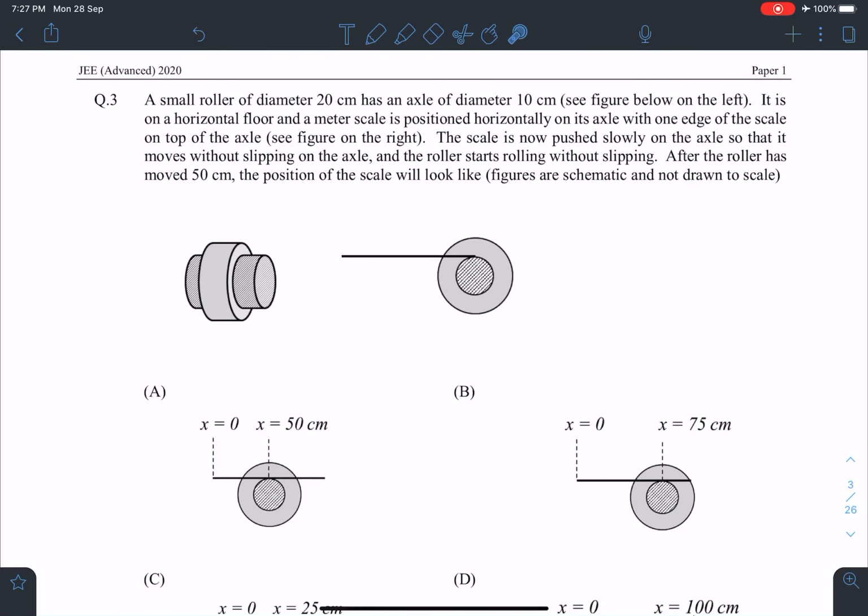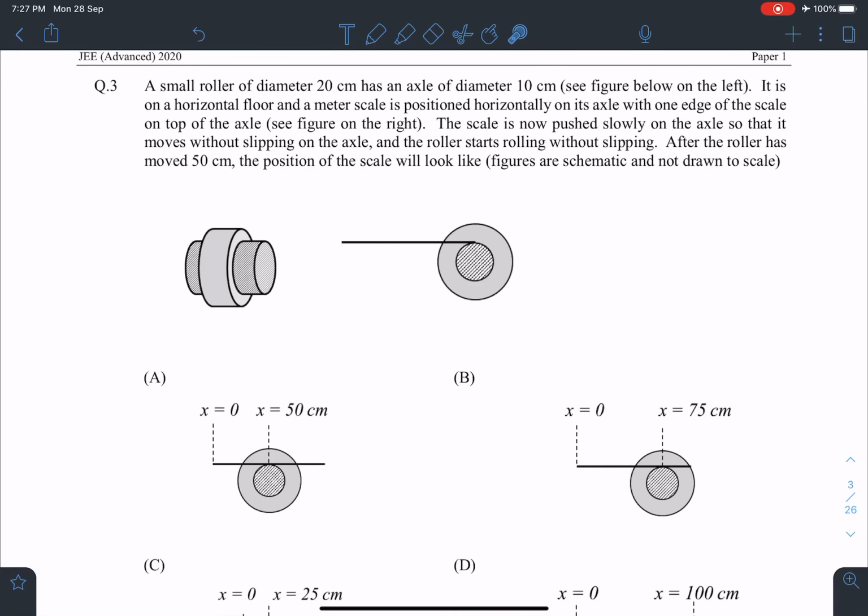Now, a small roller of diameter 20 centimeter has an axle of diameter 10 centimeter. It is on a horizontal floor, and a meter scale is positioned horizontally on its axle, with one edge of the scale on top of the axle. So here this scale is placed. The scale is now pushed slowly on the axle so that it moves without slipping on the axle, and the roller starts rolling without slipping. After the roller has moved 50 centimeter, the position of the scale will look like.